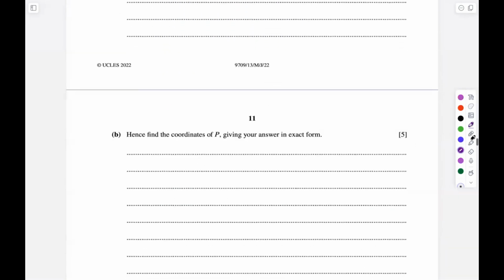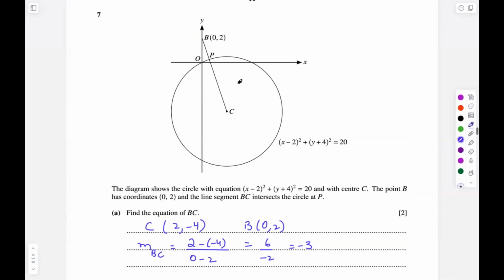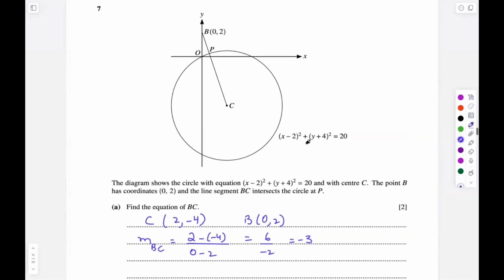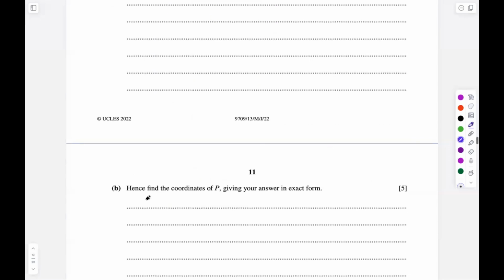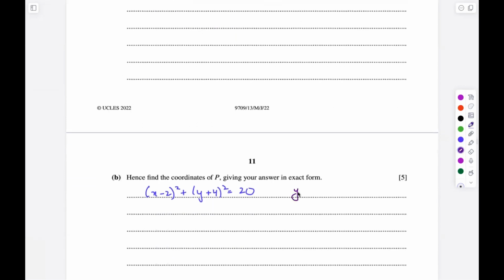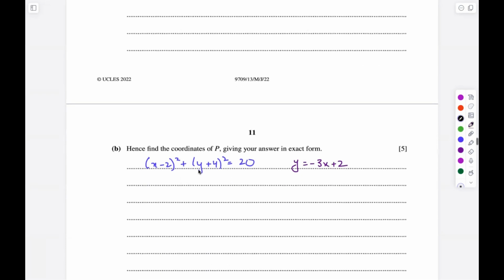In part B, it says, hence find the coordinates of P, giving your answer in the exact form. Now to find the coordinates of P, it is the intersection point of the circle and the line BC. The equation of the circle is (x minus 2) whole squared plus (y plus 4) whole squared equals 20. Now to find the point of intersection, we have the equation of the line, which is y equals minus 3x plus 2. Solving the two equations simultaneously, in place of y, we can write minus 3x plus 2. So this will be (x minus 2) whole squared plus, in place of y, we'll write minus 3x plus 2, and this will be plus 4, whole squared equals 20.